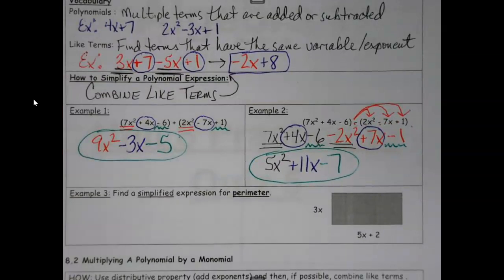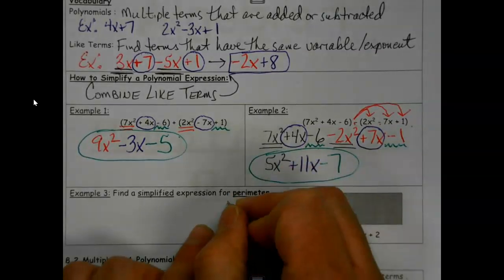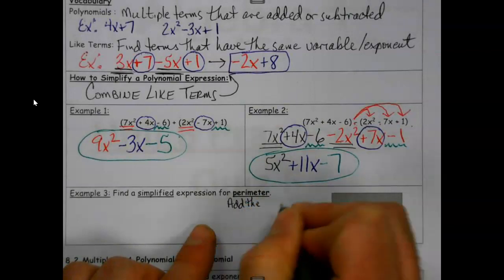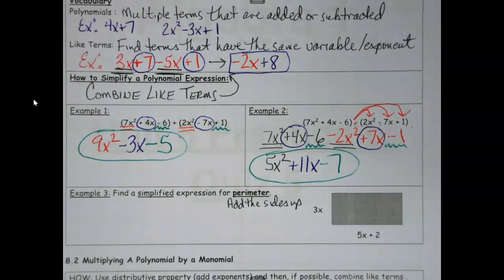So, example 3. Find a simplified expression for perimeter. What's perimeter mean? So perimeter is just when we add up all the sides. So you're like, okay, so, 16x plus 1. Okay, now I have a question.